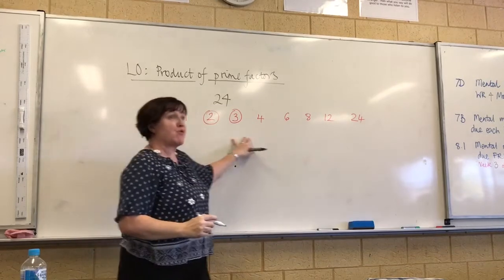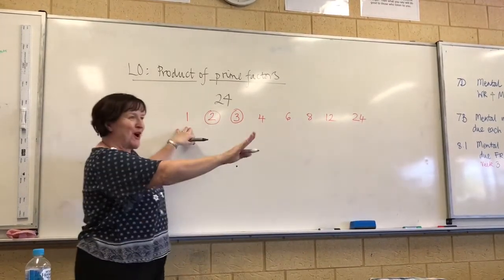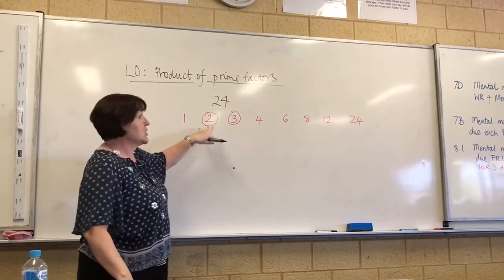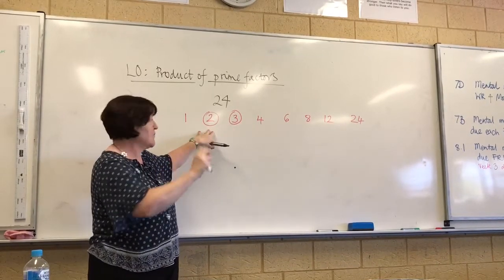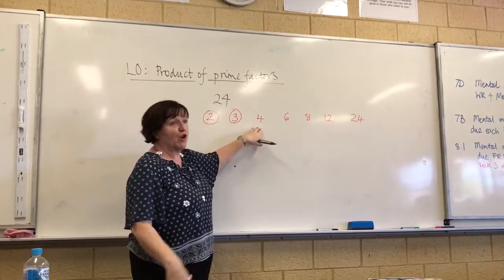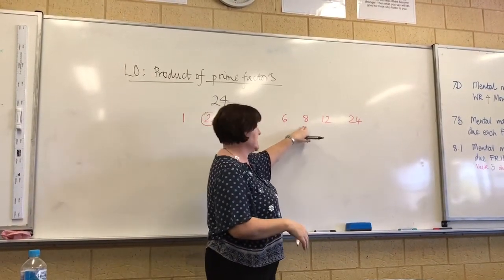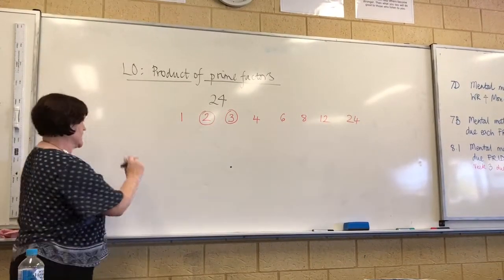Are there any other prime numbers in that list? No. 1 isn't a prime because we found that out in mentals, didn't we, Jack? So 1 doesn't count. 2 is a prime, it's the only even prime, well done. And then we've got 3. 4 is obviously composite because it divides by 2. 6 is composite, 8 is composite, 12 and 24 are composite. So these are your prime factors.